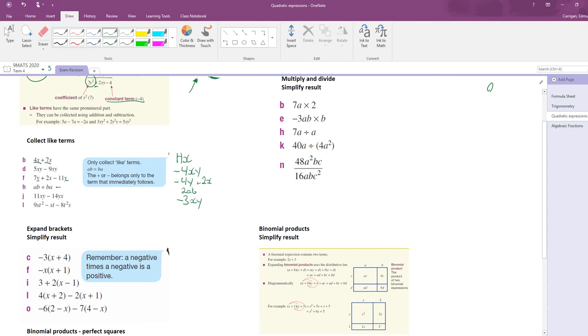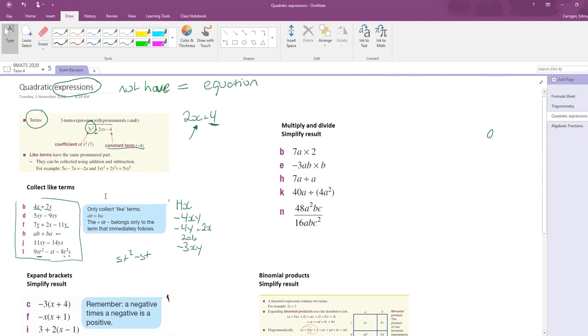And finally, on our last one, we have a good close look. This is ST squared. This is ST squared. The other one's ST. It is different. 9 minus 8 is 1. So we can have 1 ST squared, and then we've got the other thing, which is minus ST. So with collecting like terms, you're looking to see whether the term is exactly the same.